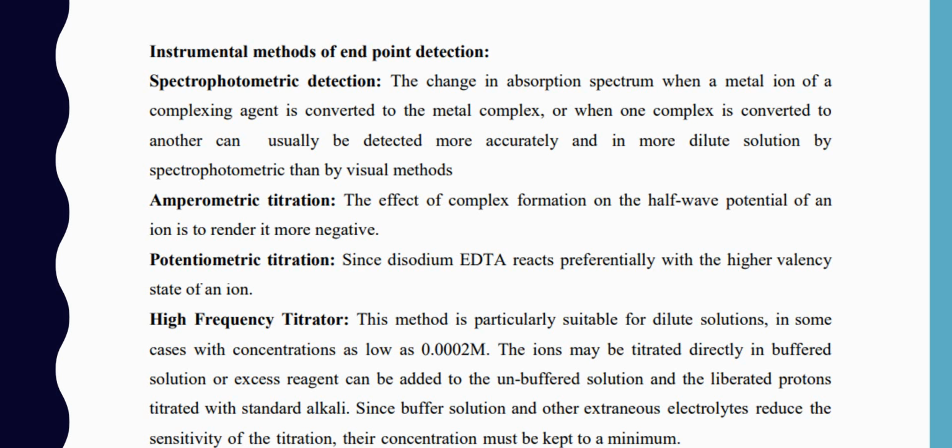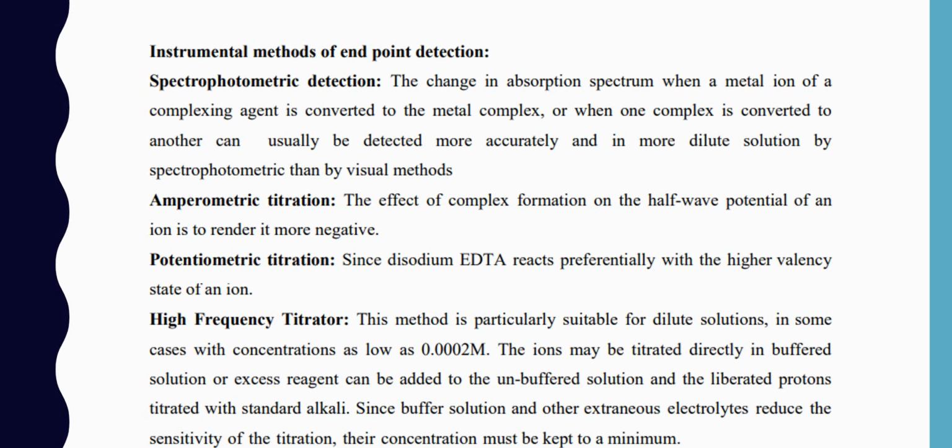Next is potentiometric titration. Since disodium EDTA reacts preferentially with the higher valency state of an ion, there are electronic changes that we can detect with potentiometric titration. Next is the high frequency titrator. This method is particularly suitable for dilute solutions, in some cases with concentrations as low as 0.0002 molar. So high frequency titrators can be used for the lowest concentration solutions.